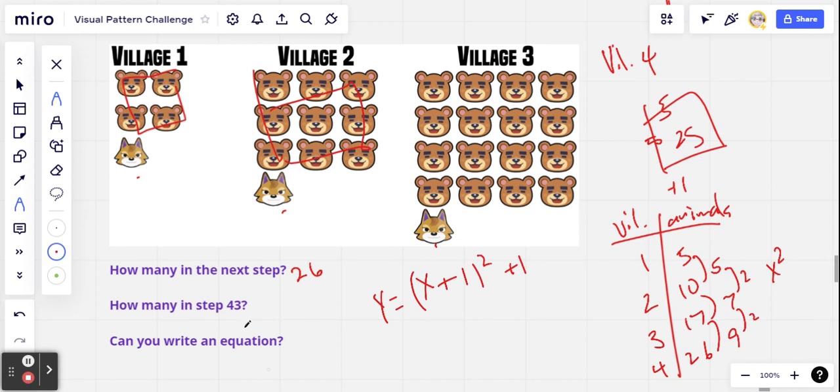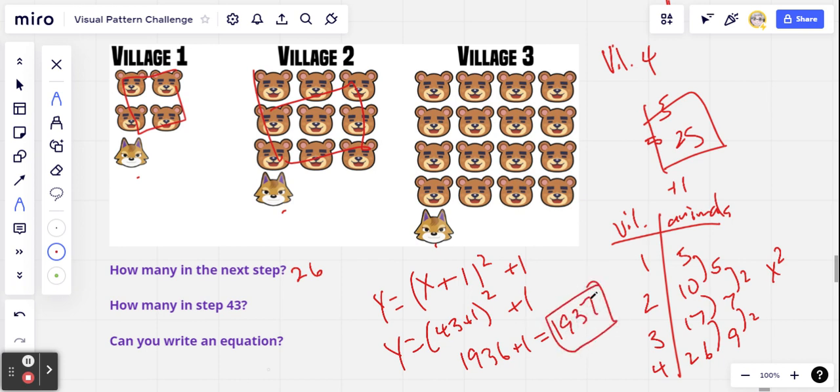To calculate how many in village 43, we just plug in 43 for x. So y equals (43 plus 1) quantity squared plus another 1. And let's see, 44 squared is 1,936 and plus 1, so 1,937 animals in village 43. 1,936 bears and 1 fox.